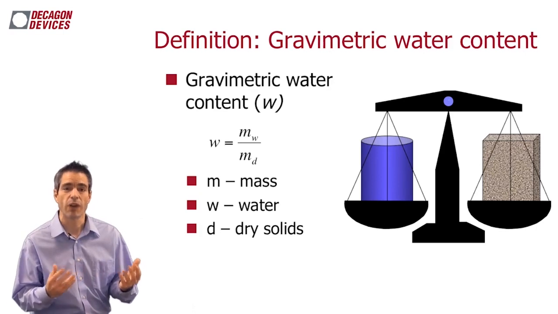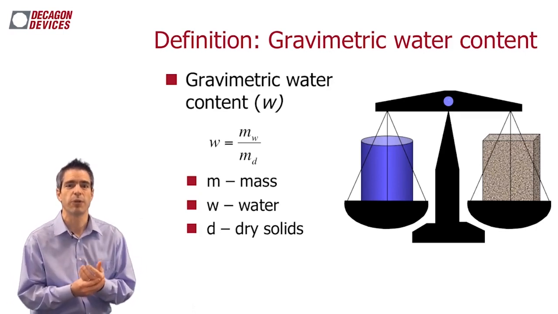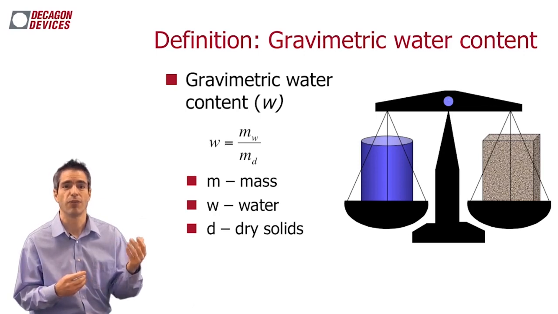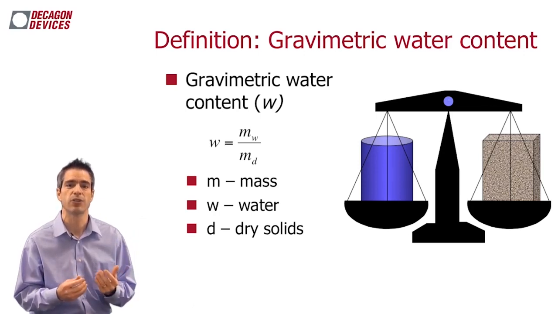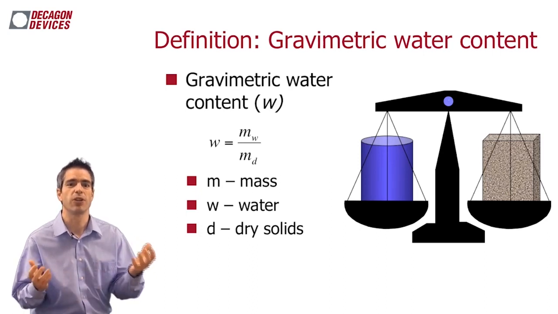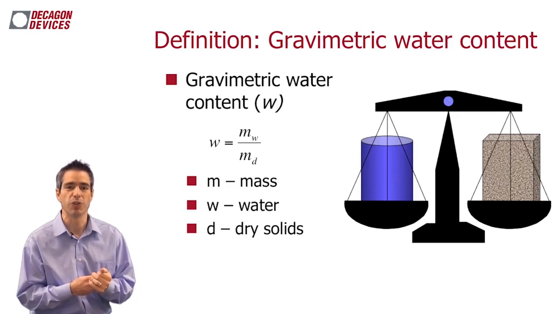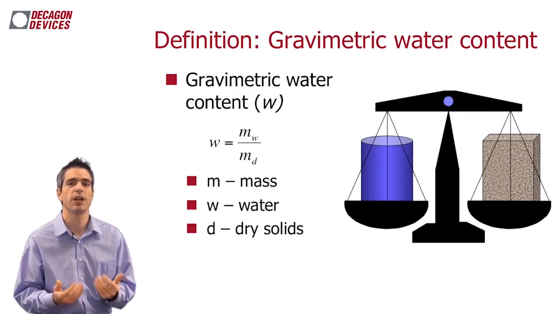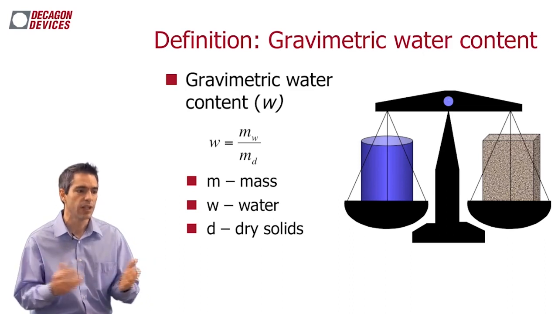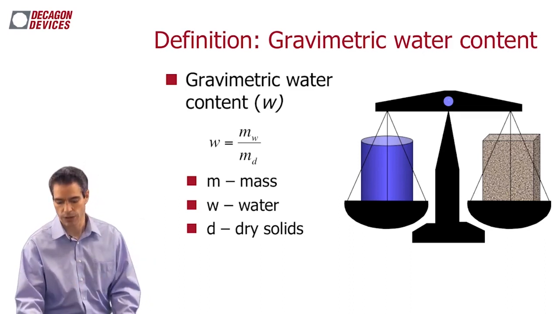Now, let's consider gravimetric water content. Gravimetric water content is given by the mass of water divided by the mass of dry solids. I've just shown this here as the balance between that water weight and the dry weight of those materials. This is our gravimetric water content. We are familiar with this one because it is really the easiest thing to measure in the lab.